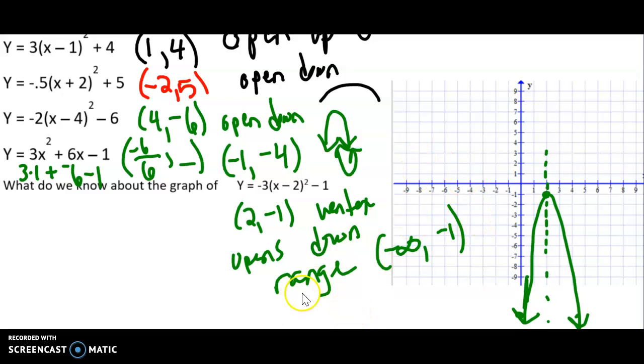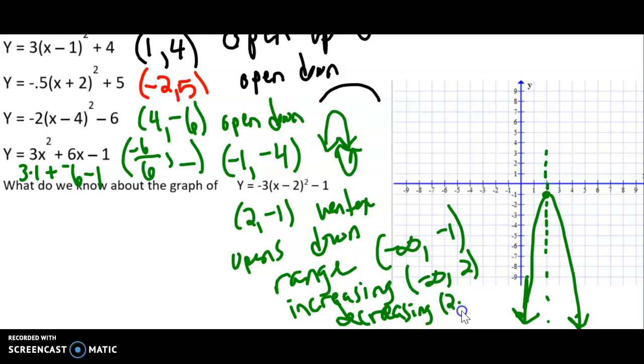I'm never going to be bigger than -1. Okay, that'll be my range. I know it's increasing from -infinity up until x is 2. We're looking at the x coordinate for that. From the time x is -infinity until it hits 2, my graph was increasing. I'm decreasing then from 2 to infinity. Right? The increasing, decreasing goes from the x-axis.